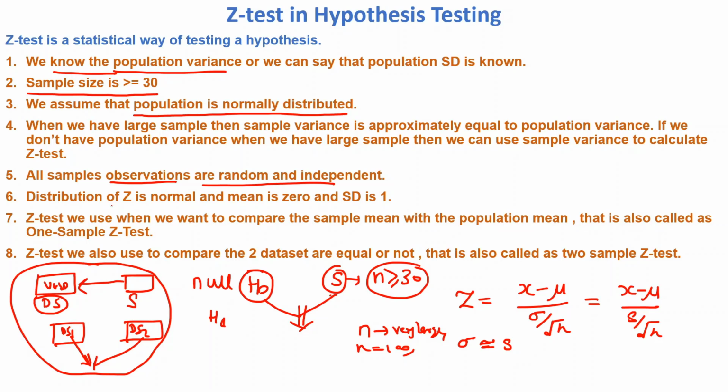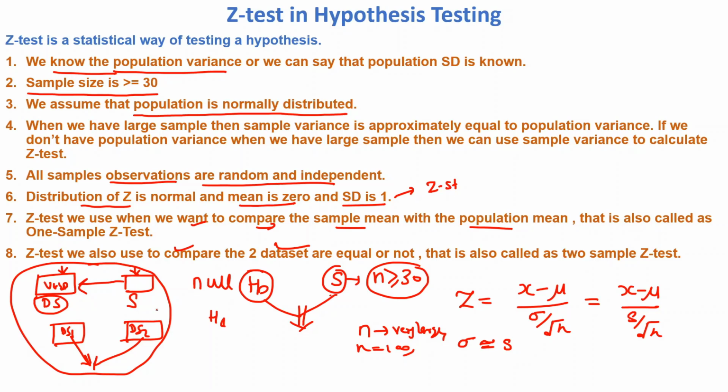If we plot the Z values, we will get a mean of 0 and a standard deviation of 1. For that, you can follow my Z statistics or Z score video to see how it works. These two points I have already covered. We can compare the sample mean and the population mean. It means we have this particular data set and this is your sample. So how will we compare? We will compare the mean of these two, the mean of the population and the mean of the sample.